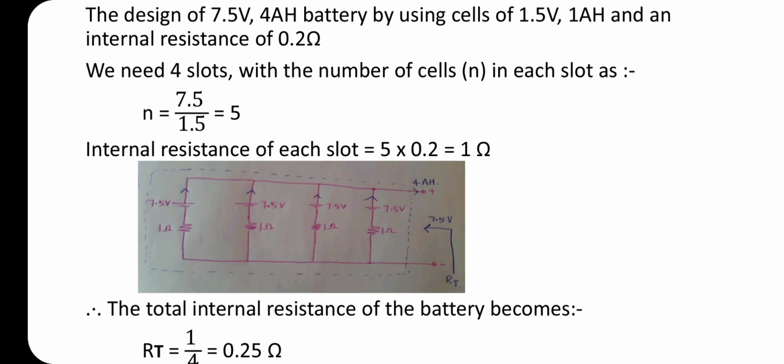Therefore, the total internal resistance of the battery becomes RT. RT equal to R by number of resistances, because the resistors are in parallel of equal resistance. Here the value of R is 1 ohm and the number of resistances is 4, so we get RT equal to 1 by 4, which is equal to 0.25 ohm.